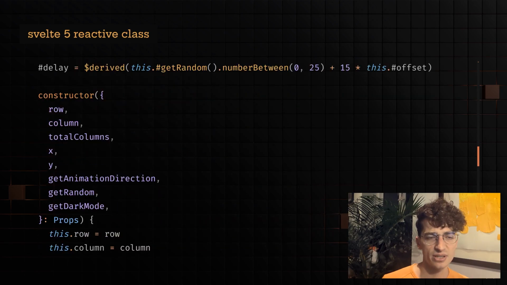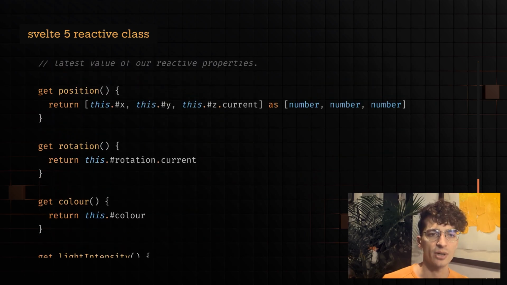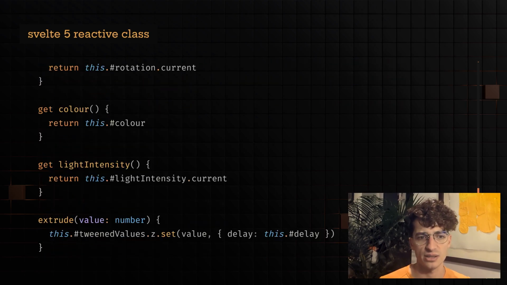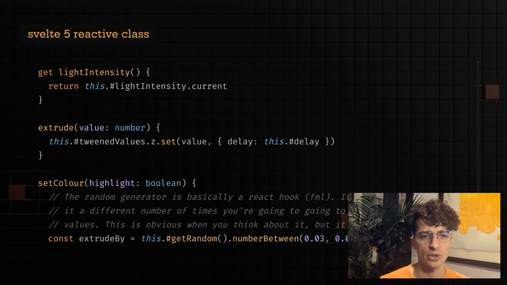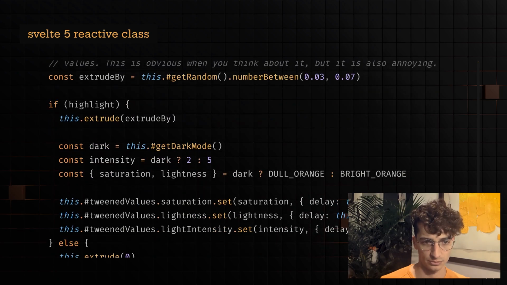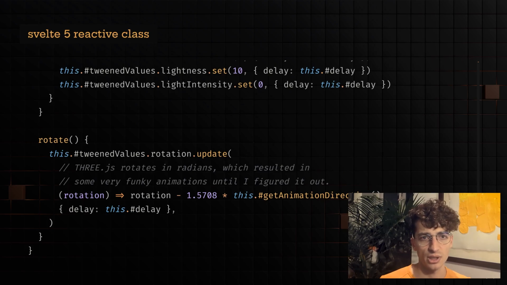So that's our derived state. And these accessors over here will allow us to constantly retrieve the latest version of each cube state. In this case, the position, rotation, color, and the intensity if they're a glowing light. There's also the option to extrude cubes, set the color, and actually adjust their rotation. Three.js uses radians, which is a bit of a head scratcher if you don't know. Lots of weird jank until I figured that out.